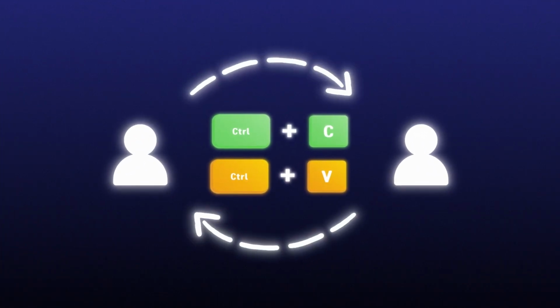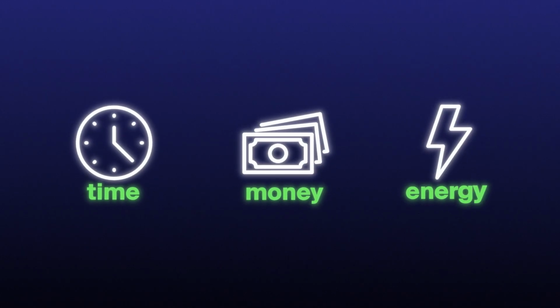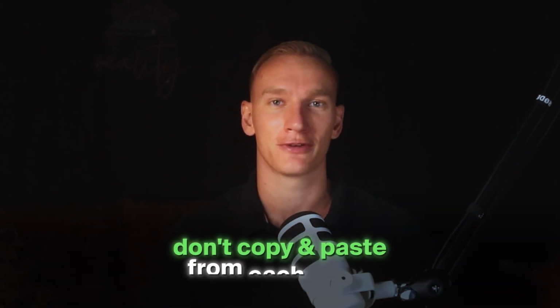What I see most of the time is that there is a plagiarism issue, because simple dropshippers nowadays tend to copy, paste and import everything from each other because they don't want to invest time, money and energy into good structures to book long-term success. Because they copy and paste from each other, the Merchant Center is blocking their account. Therefore, requirement number 3 is: don't copy and paste from each other. Make sure you have authentic content.